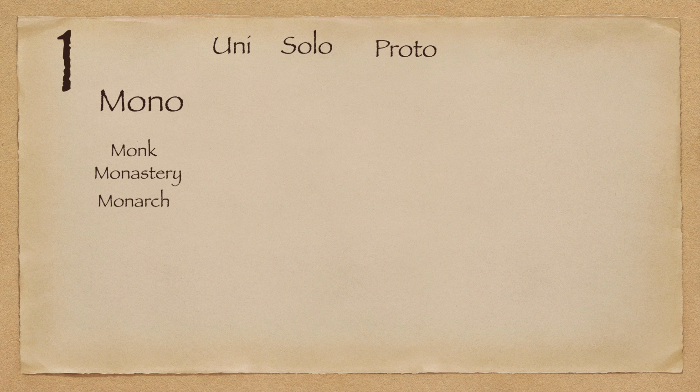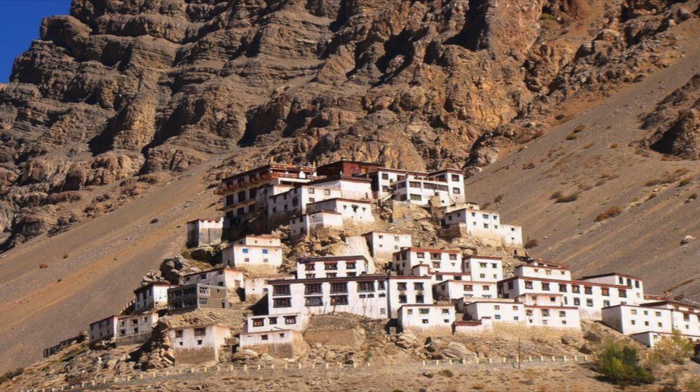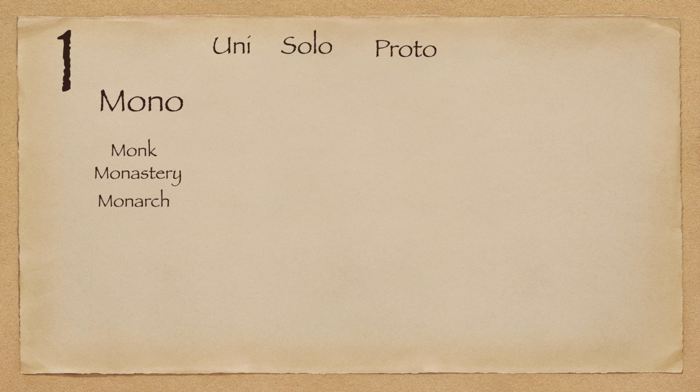Other words with mono are a monastery where monks live. That should be fairly easy. A monk is a person who lives alone. In a monastery, though there are a lot of monks, they tend to live alone in their own blocks or their own caves. Or you can derive the word monastery from monks. Where monks live is a monastery.